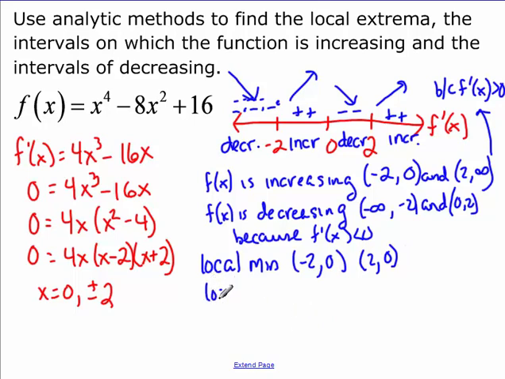And then our local or relative max is going to happen when I went from increasing to decreasing. So that's at 0. When I plug in 0, we get 16 out.